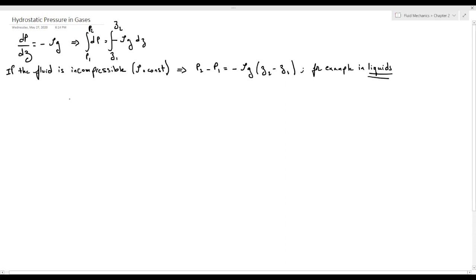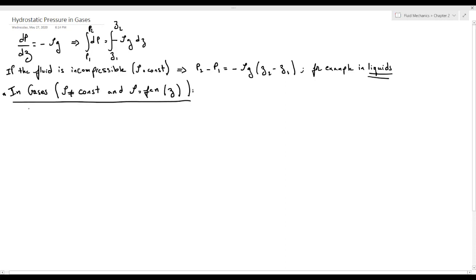However, in gases the density is not constant, and the density is a function of pressure, directly proportional to pressure, and the pressure varies with the altitude. So we can say that the density is a function of the altitude z.